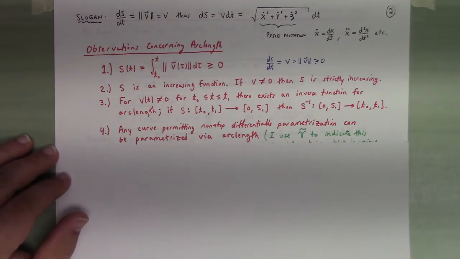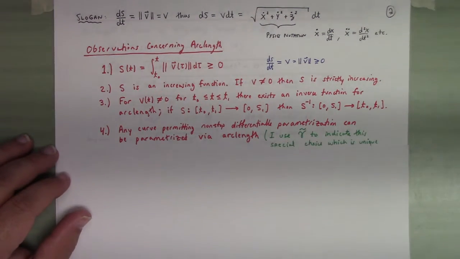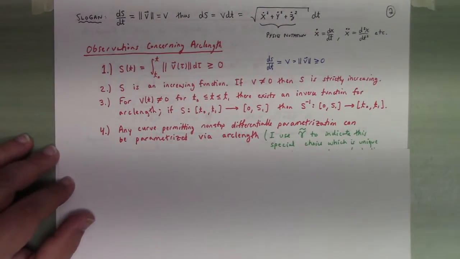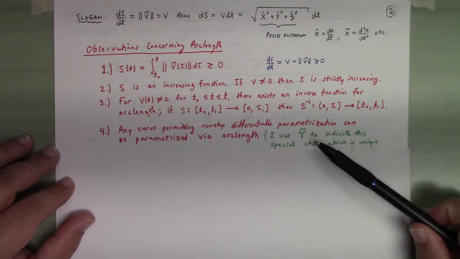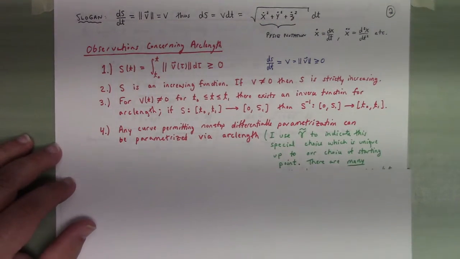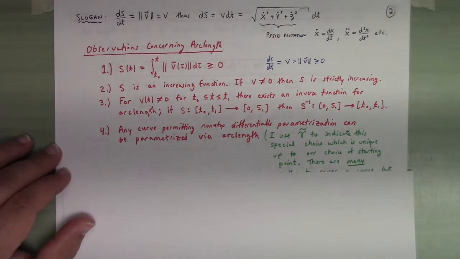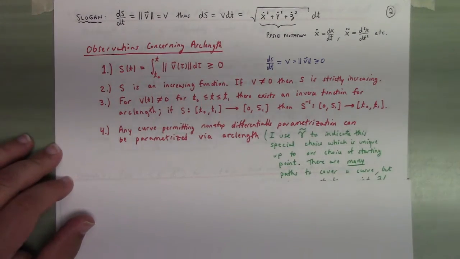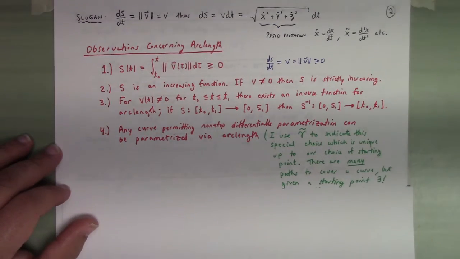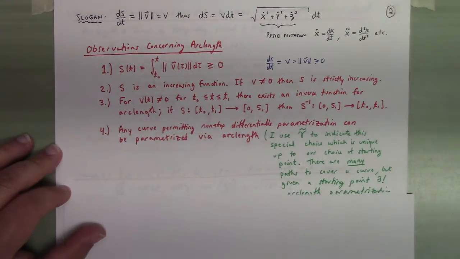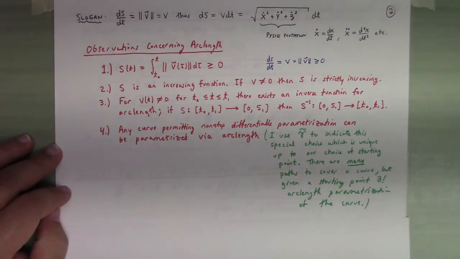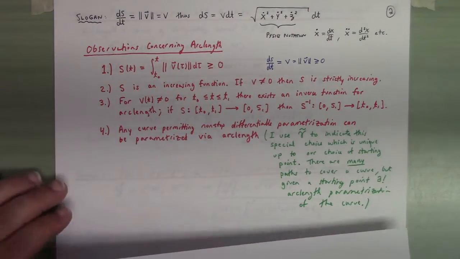But in any event, any curve permitting a nonstop differentiable parameterization can be parameterized by arc length. And I'm going to use gamma tilde to indicate that special choice, which, by the way, is unique up to our choice of starting point. In contrast, there are many paths which cover a curve, right? We could choose many different parameterizations of a curve, but once we pick a starting point, there exists a unique arc length parameterization of the curve, all right?